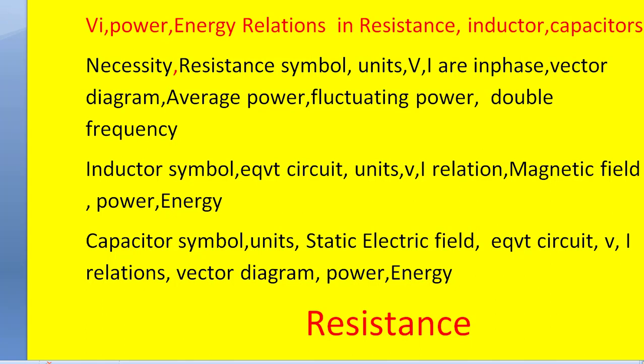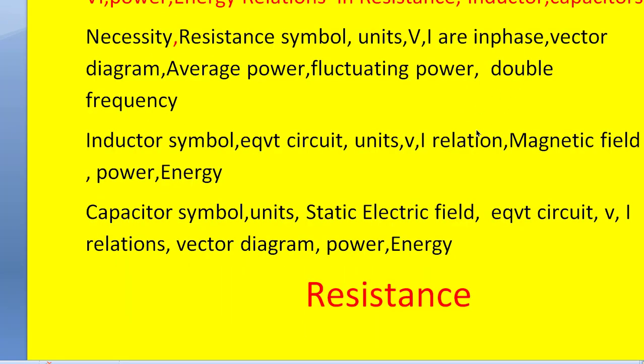So let me summarize once. So we have seen what is the necessity of these passive elements: resistance, inductance and capacitance, and we have also seen what are the units, what are the symbols for them, what are the VI relations for these three elements, and we also saw the vector diagram. We also observed the average power for the inductor and for the capacitor is 0, and we have seen that the fluctuating power in the resistor will have double the supply frequency.